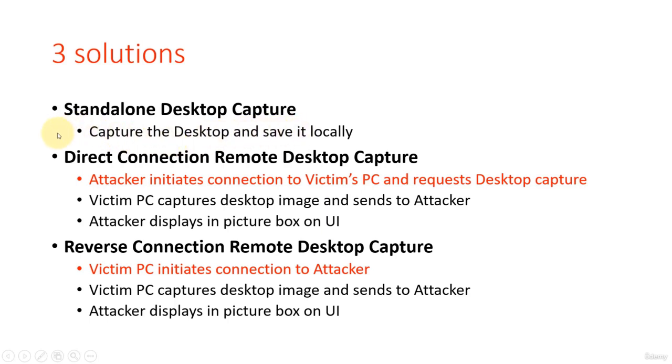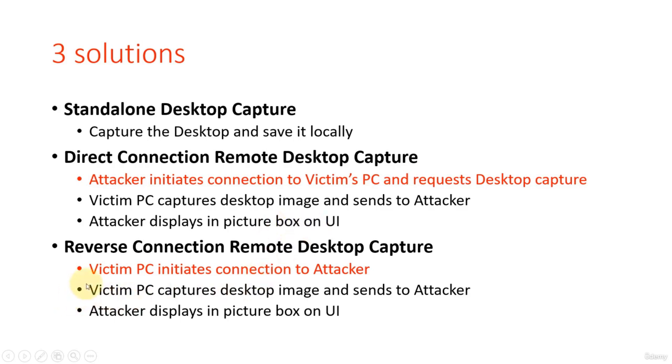Then, in the second solution, we have two machines. We have a direct connection remote desktop capture where the attacker initiates connection to the victim's PC and requests desktop capture. The victim PC captures the desktop image and sends it to the attacker. The attacker then displays the image in a picture box on the user interface.